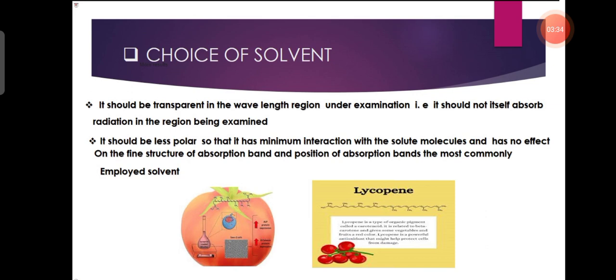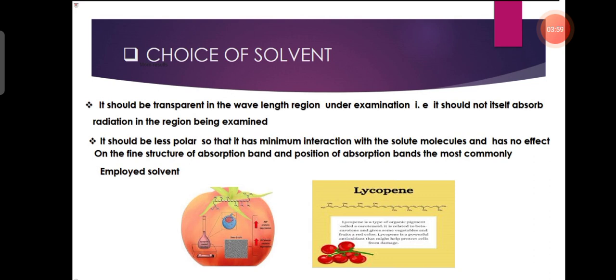Choice of solvent. It should be transparent in the wavelength region under examination. That is, it should not itself absorb radiation in the region being examined. It should be less polar so that it has minimum interaction with the solute molecules and has no effect on the fine structure of the absorption band and position of the absorption band, the most commonly employed solvent.